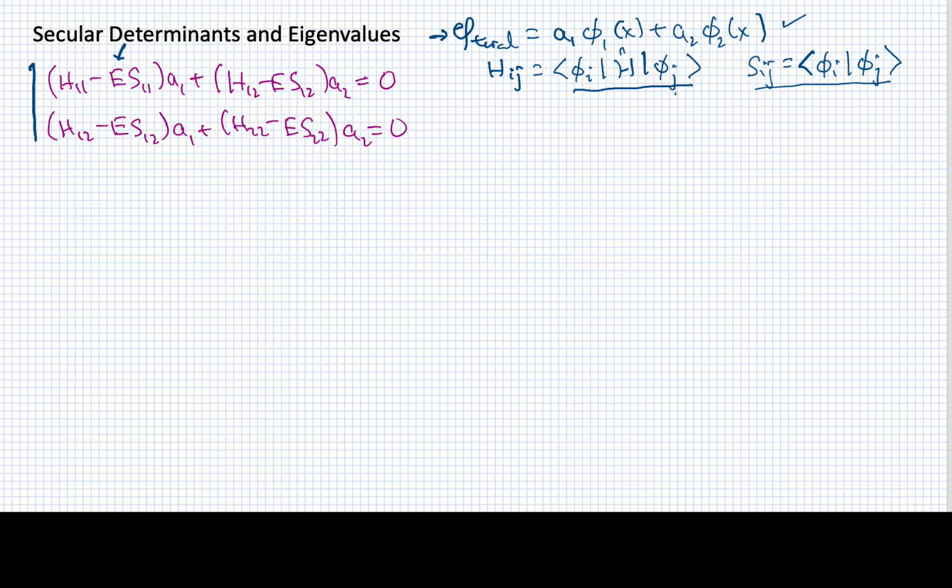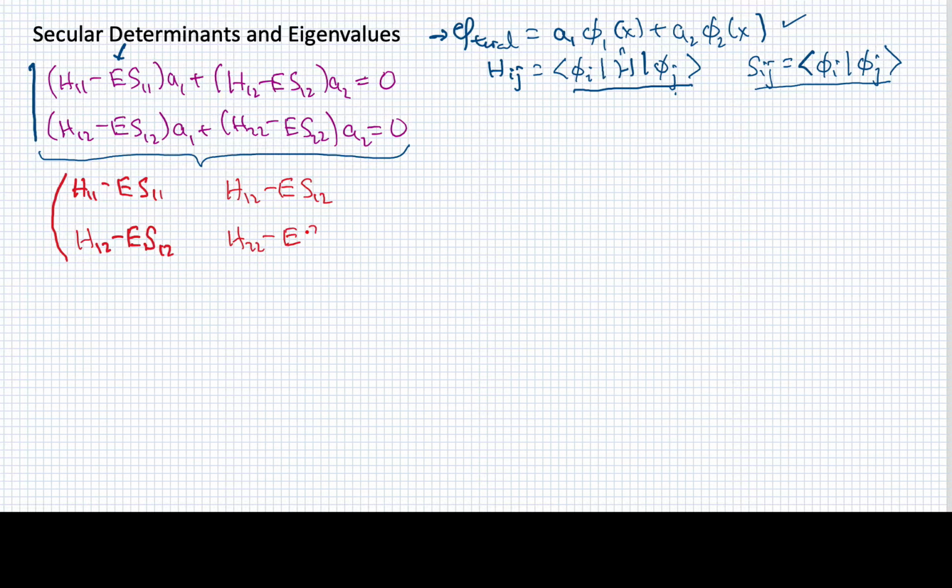All right, what we can do is take this set of equations and rewrite them using matrix notation. So if I rewrite this as a matrix, I would have H11 minus ES11 for that upper left corner, H12 minus ES12 for the upper right. We'll have the same thing for the lower left, and we'll have H22 minus ES22 in the lower right. All right, so this would be the matrix expressing these things.